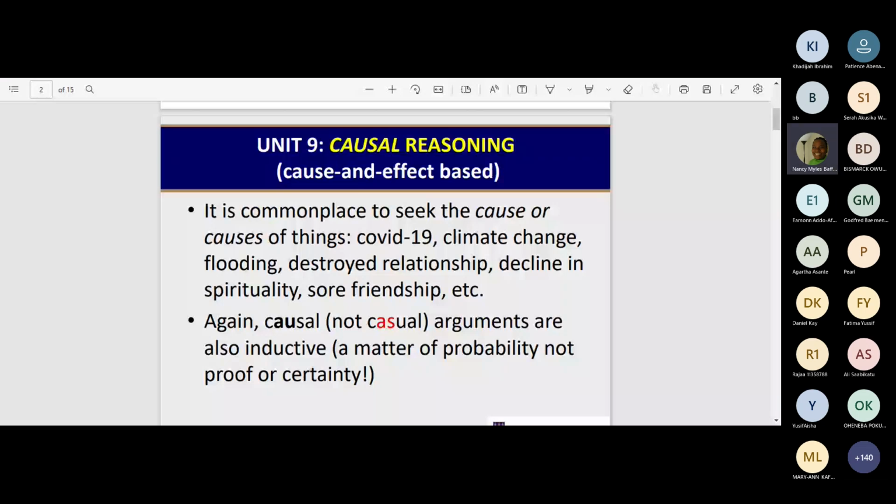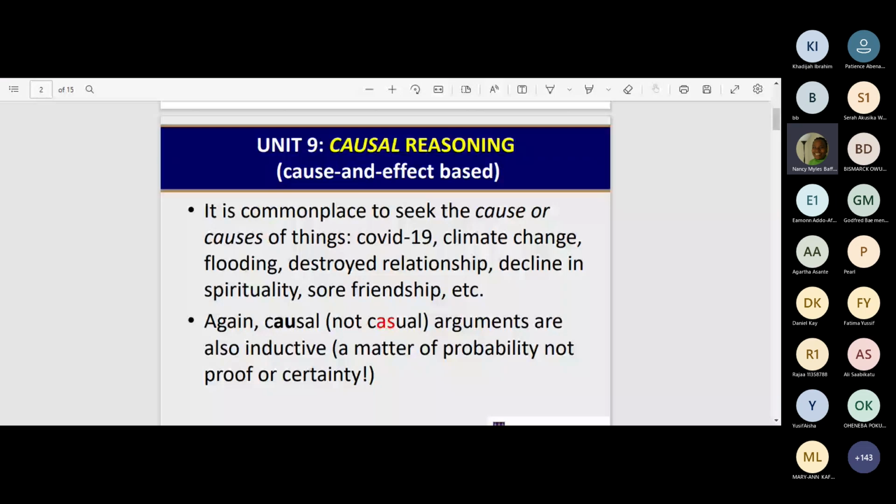But analogy and sampling are Unit 8. We will not examine you on that. You just know them, the types of what? Inductive arguments. They are types. So you take note of the unit 7.1, which is enumerative induction. And then what we are doing now, which is what? Causal reasoning, which Khadija just read for us.